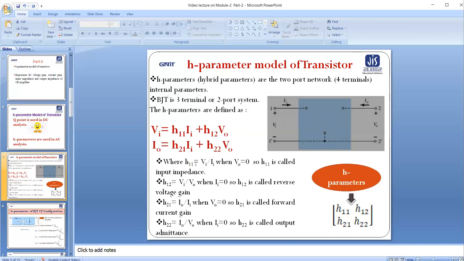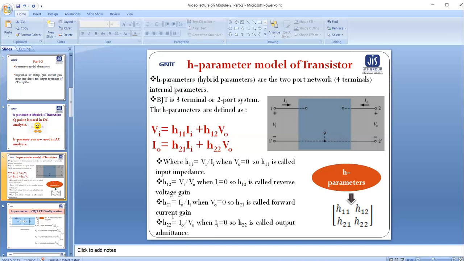Now, if we carefully look at the expression of H11, it is nothing but the ratio of voltage and current. And we know voltage by current is nothing but an impedance. So H11 can be described as input impedance. Why input impedance? Because the suffix of voltage as well as the current is I. I stands for input. So therefore H11 is described as input impedance.